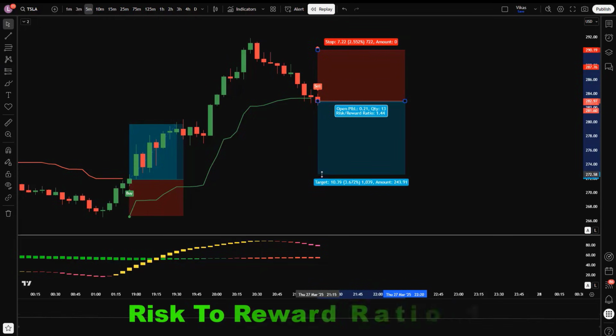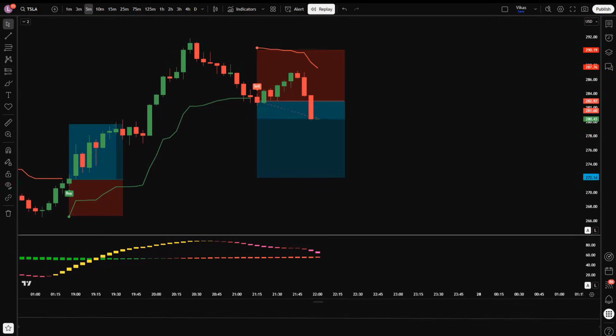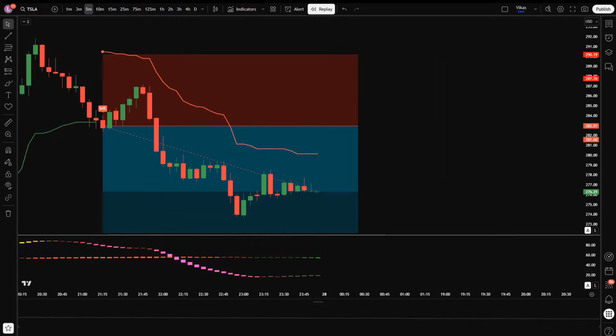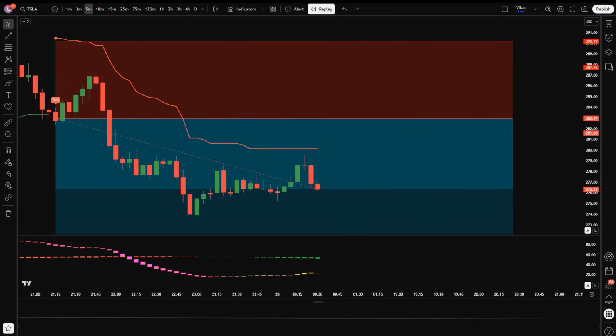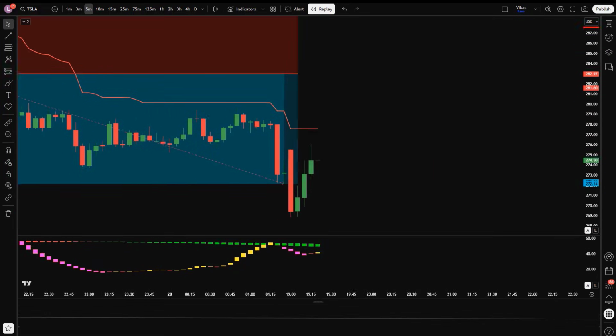Our stop loss should be at the red point, and the risk to reward ratio will be 1:1.5. Let's see what happens to our trade. Our trade is running in profit. We have won this trade. Let's find the next trade.